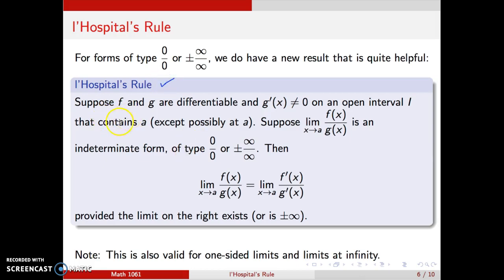We're going to suppose that f and g are differentiable and that g prime of x is not 0 on an open interval that contains a, except maybe at a. Weirdness probably happens at a. So a is the value that we're approaching. Now suppose that you've got an indeterminate form, that limit, of type 0 over 0 or plus or minus infinity over infinity.